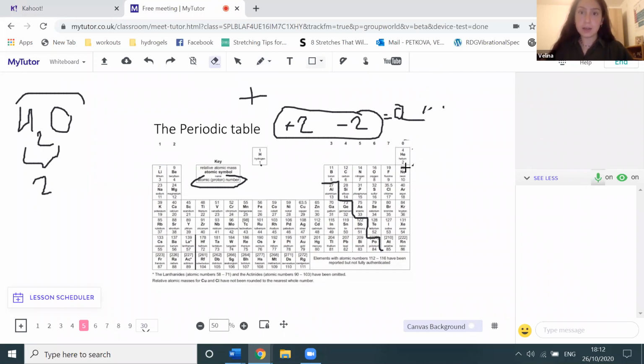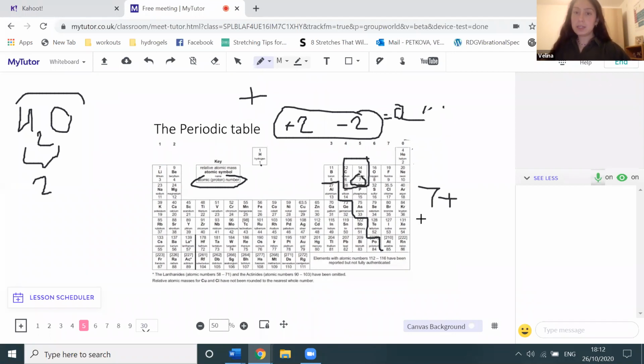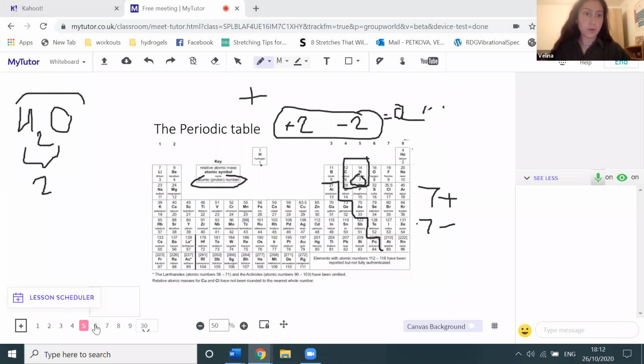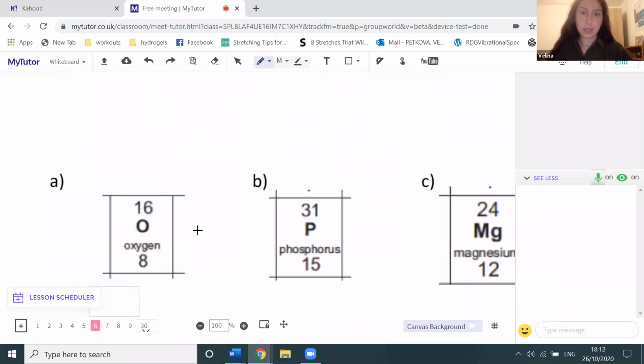This is true for everything. If we take nitrogen, for example, we can see there are 7 protons in our atom. That gives us a 7+ charge. Therefore, we need 7 electrons. That gives us a 7- charge. Okay, so that's a summary of your atomic structure and your periodic table.